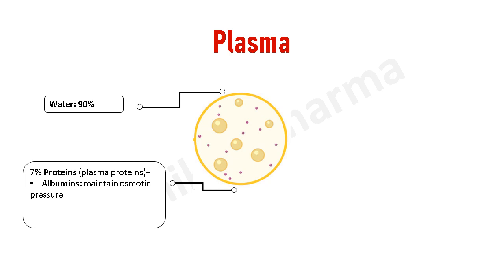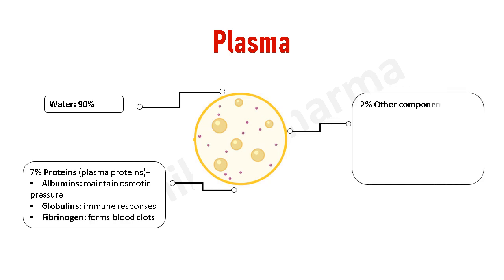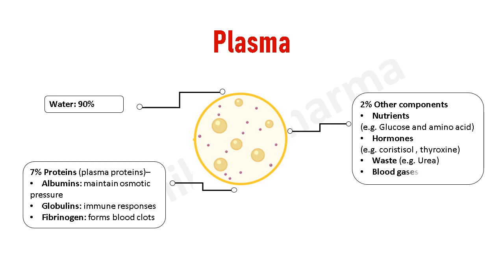The second most common plasma proteins are the globulins. Out of the three types, the gamma globulins are proteins involved in immunity and are better known as antibodies or immunoglobulins. The least abundant plasma protein is fibrinogen, which is essential for blood clotting. In the remaining 2% are the various components like nutrients, waste, hormones, and gases.